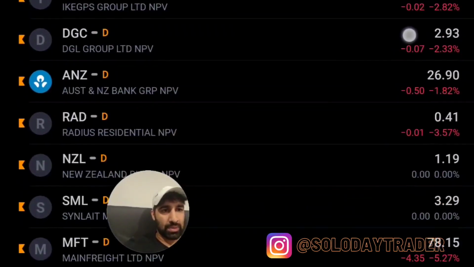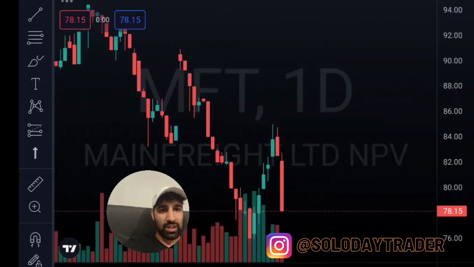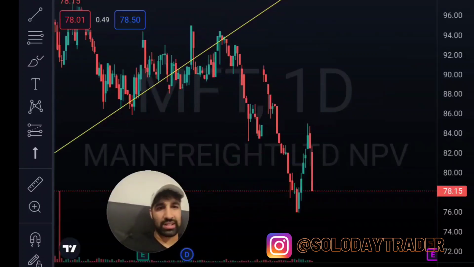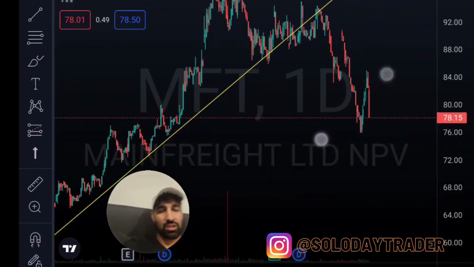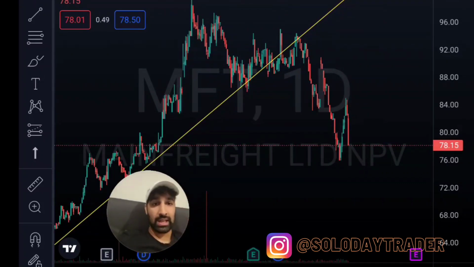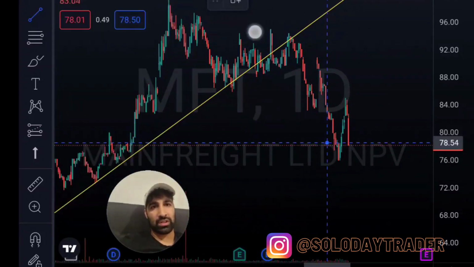Let's see some big dippers. Where are some big dippers? Mainfreight as well, that's like a powerhouse. Look at that, it's just straight downtrending. So again, guys, if you're looking for strong stocks like this, Mainfreight's a strong stock, and it had an upwards trend before, but it looks like it just couldn't.